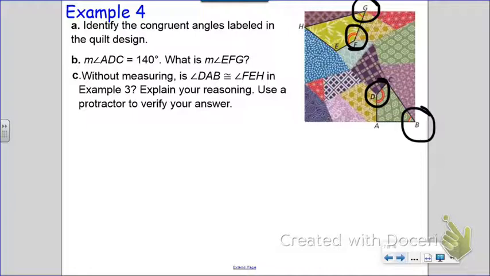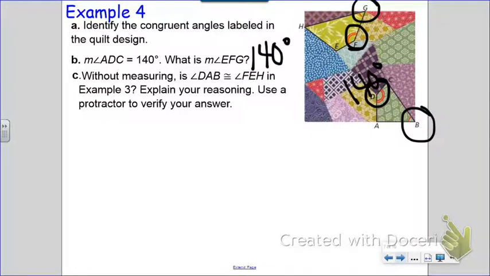If angle ADC is 140, what is the measure of angle EFG? EFG is the same measure, so 140 degrees.